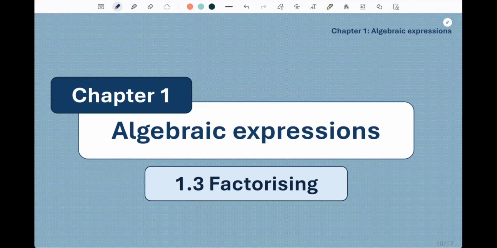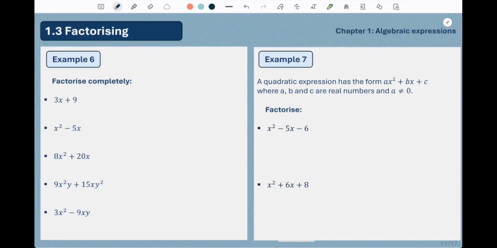Hello everyone. So today we're going to go through the third part of this chapter, factorising, and let's get started with example 6. So we've got to factorise completely. So let's first make sense of what factorising is.